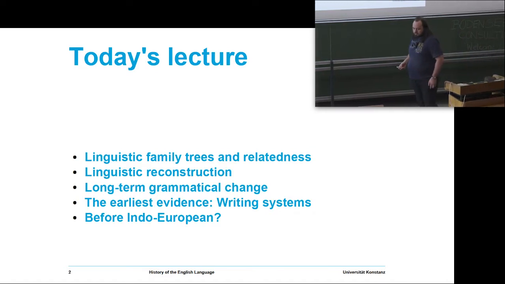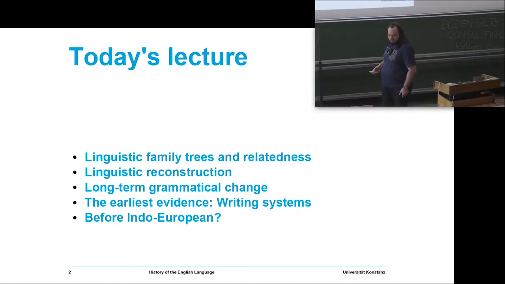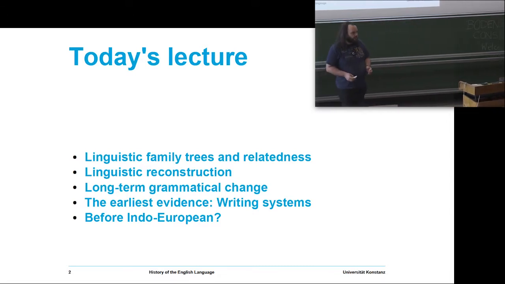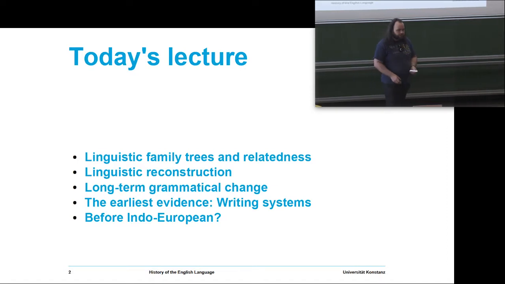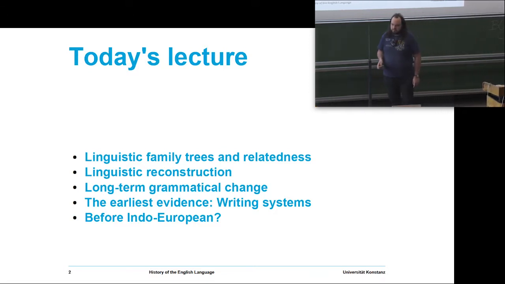So we're going to talk about linguistic family trees and linguistic relatedness, moving on to linguistic reconstruction. That is, how do we figure out more about languages that we don't have any direct records of? Then we're going to talk about long-term grammatical change, how the grammatical systems of languages change over time, with particular reference to English. And then we're going to take a brief detour to talk about some of the sources of evidence that we do have and where that evidence comes in.